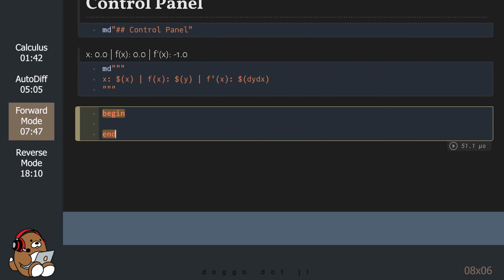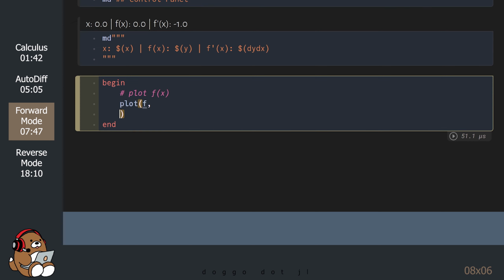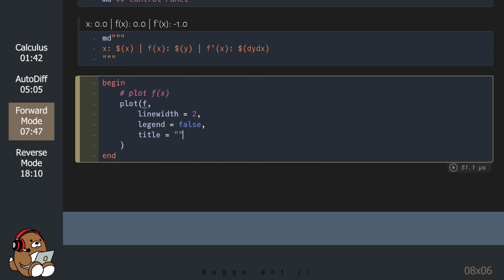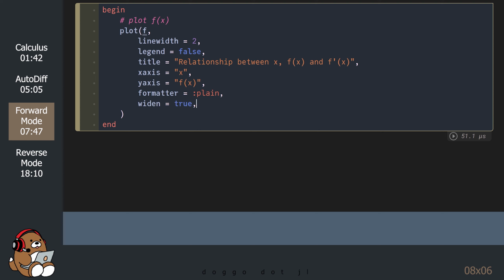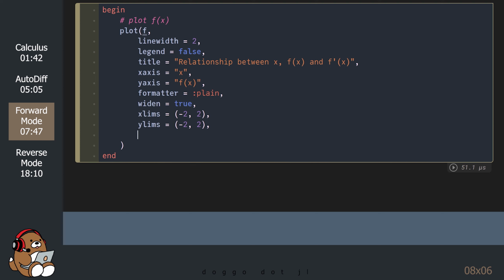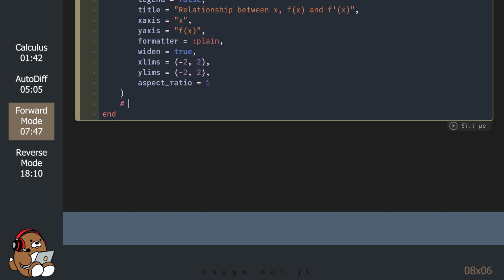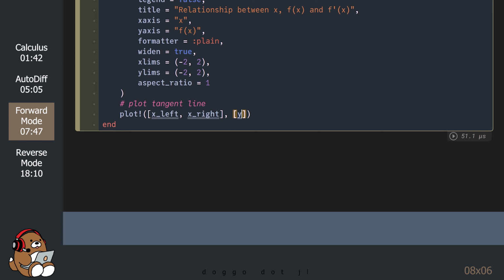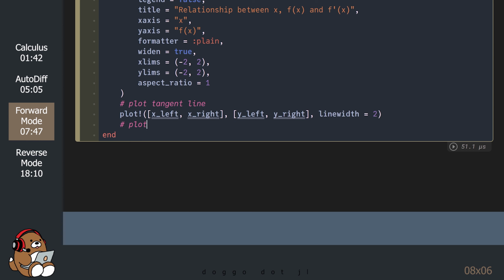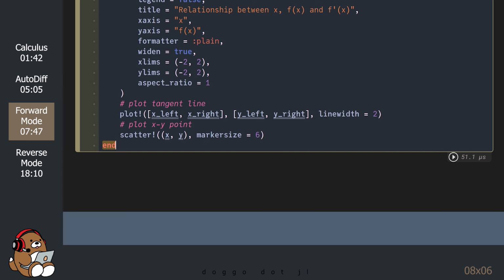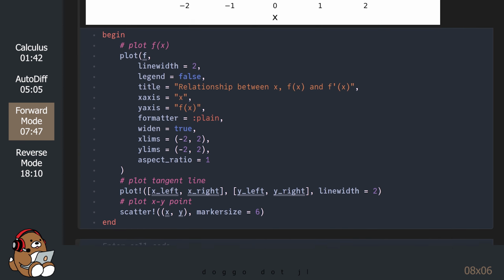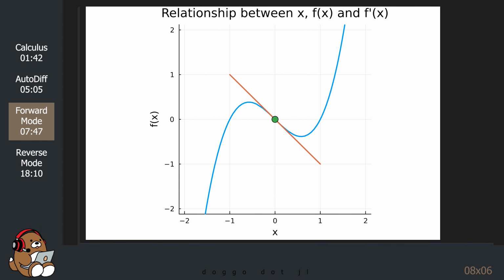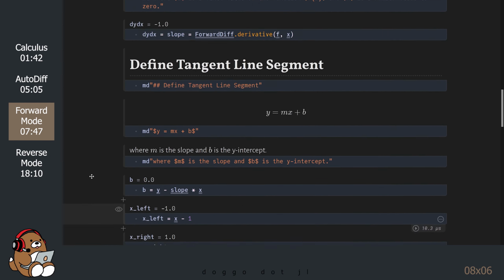We need to place the plotting recipes inside of a begin end block, so the code inside of this cell will be a little long. Okay, let's move down our slider and then hide some of these cells.